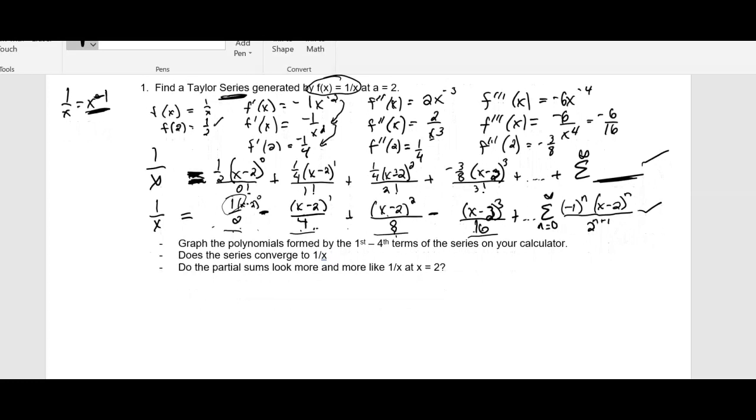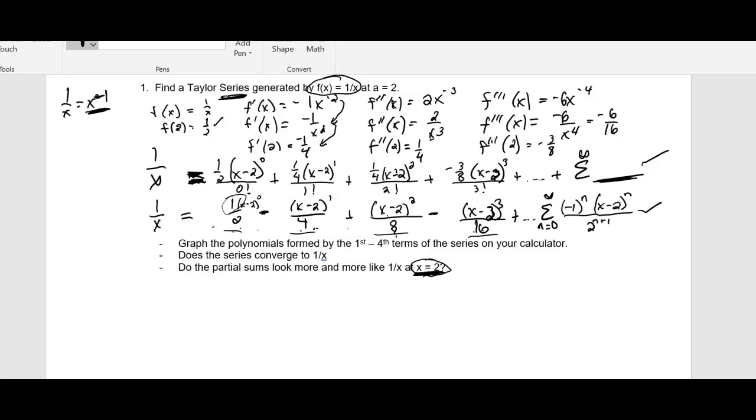Like I would have had you do before, it says graph the polynomials formed by the first and fourth terms of your series on your calculator, and then does the series converge to 1 over x? Do the partial sums look more and more like 1 over x at now x equals 2? Since this is where we are centered, all we really did here was find our functional value, found our derivative, second, third, fourth, we can go on forever. We understand the behavior at this one and only one x value.